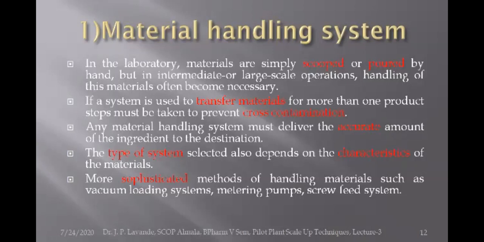Any material handling system must deliver the accurate amount of the ingredient. We need not add manually, but we are using automated systems. But these automated systems should be validated so that they give the accurate amount of ingredient. Suppose we want 0.9 gram, we should get 0.9 gram. It should not be 0.8, it should not be 0.1 or 1.1, like that.